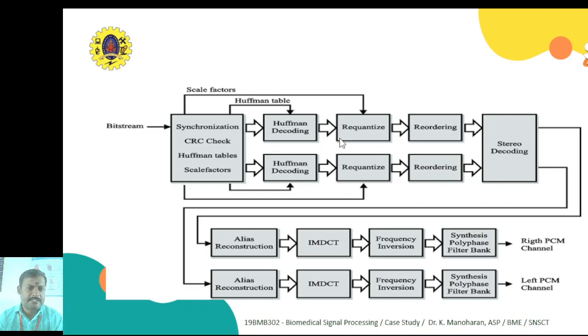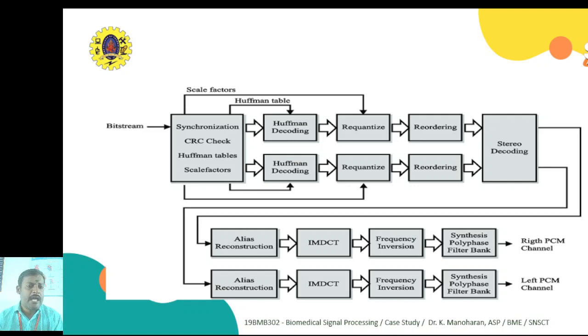And then next will be re-quantize. We have quantized the values on the encoding side, so we need to compensate for that. That is re-quantizing those values. After that, reordering. The re-quantized values will be given for reordering, and then stereo decoding. After the stereo decoding, both channels come out for that. Next will be reconstruction filters, because the decoded output will not be in a smooth manner. To fix that we need to have the reconstruction filters.